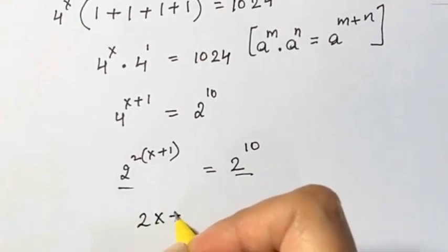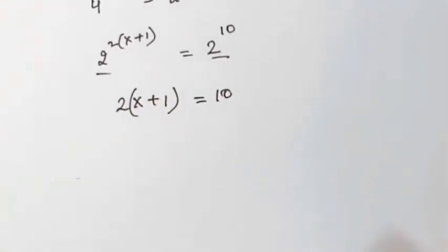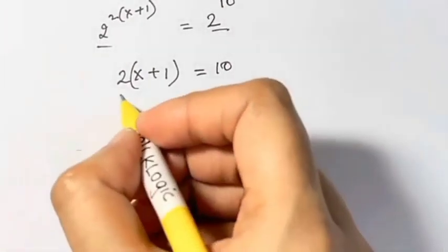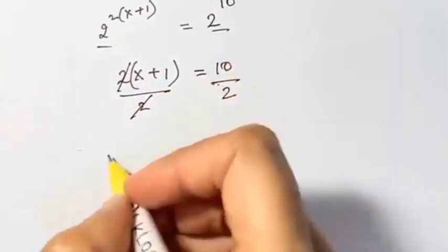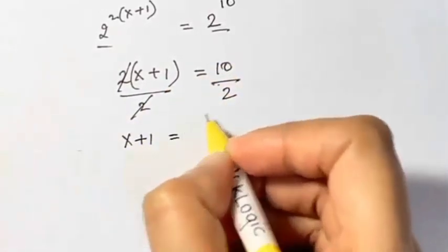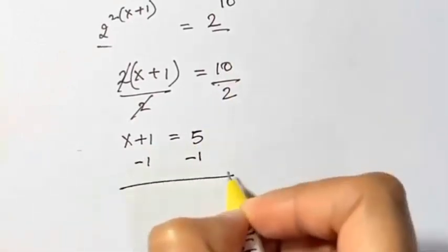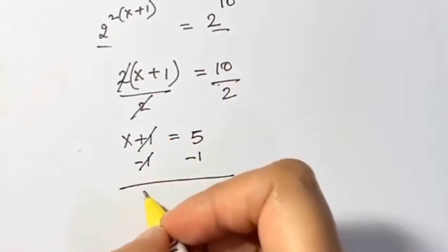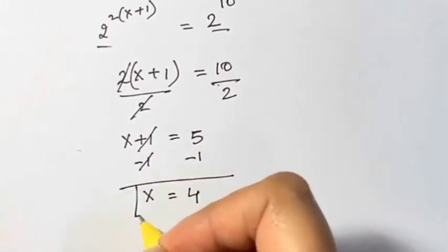2 times x plus 1 is equal to 10. Now just divide both sides by 2 to eliminate this 2. So you get x plus 1 is equal to 10 divided by 2, which is 5. Now subtract 1 from both sides. Plus 1 minus 1 gets cancelled. So you're left with x is equal to 5 minus 1, which is 4. And that's your answer.